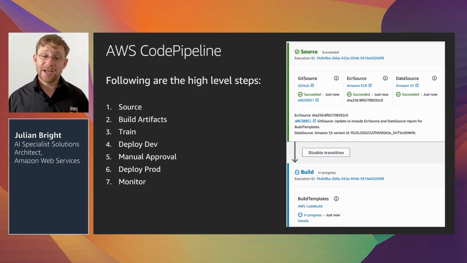So we're going to use the AWS Development Tools, in particular CodePipeline, as the orchestration layer for this process. So we've got a number of high-level steps in this pipeline. As you'll see, the source step, which ingests Git source, the custom container, as well as the data source, builds those artifacts, kicks off a training job. The deployment step has an approval gate before we push that into production, and then we monitor those outputs.